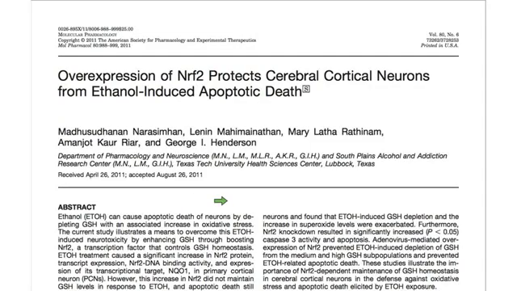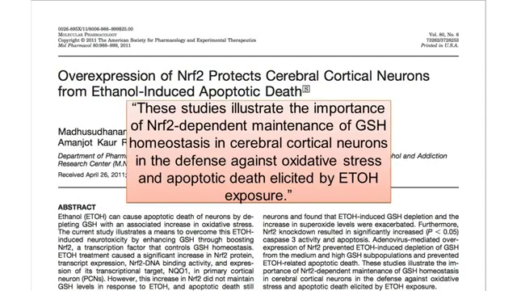Now, this is a very interesting article looking at how NRF2 can protect the brain cells against ethanol-induced apoptotic death. For those of you that don't have a scientific background, what does that mean? Well, let me read their conclusion. These studies illustrate the importance of NRF2-dependent maintenance of glutathione homeostasis in cerebrocortical neurons in defense against oxidative stress and apoptotic death elicited by ethanol exposure. So everybody's heard that if you drink too much alcohol, it kills brain cells. Activating NRF2 has the potential to prevent that from happening.